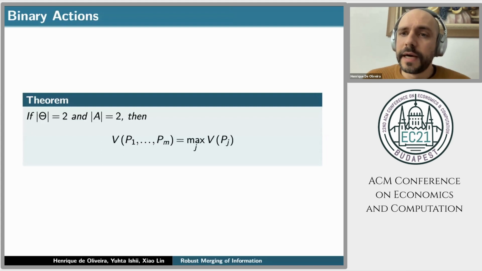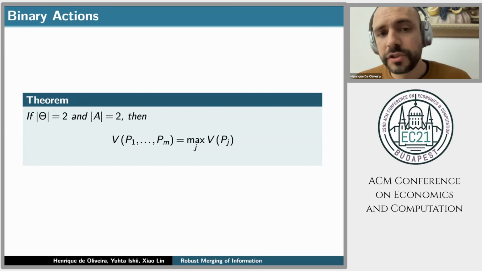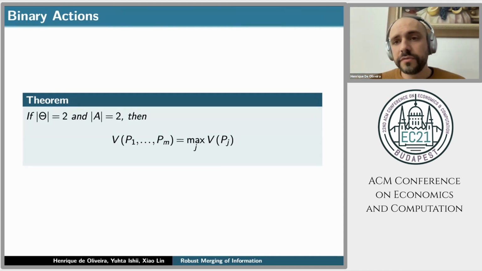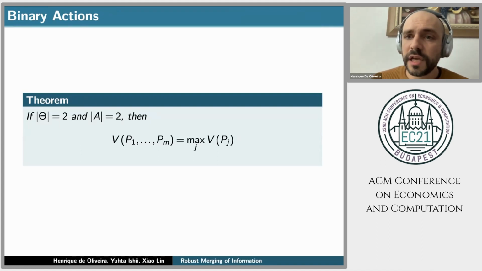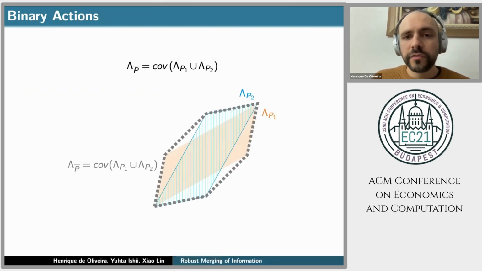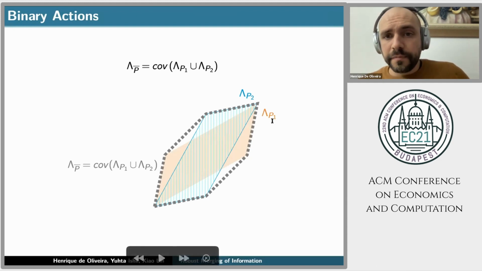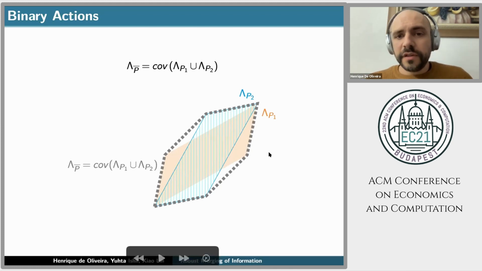Now I can show you this result, and give you the formal definition. If we have two actions in two states, then the robust value that we get from having all of these different information sources is equal to just the maximum that we get from each information source individually. Okay, so how do we prove this? Well, I'm going to do this for two information sources. Here we have P1 and P2. We know exactly that the value that the agent gets here is the value that you would get if the agent had exactly the Blackwell supremum.